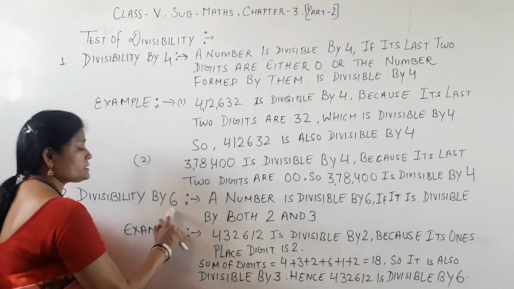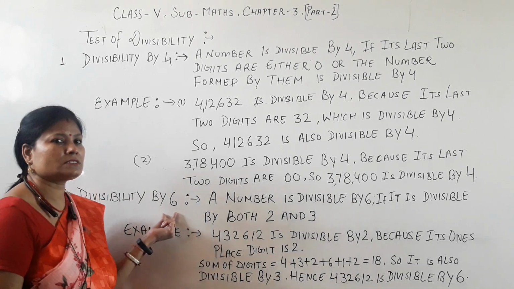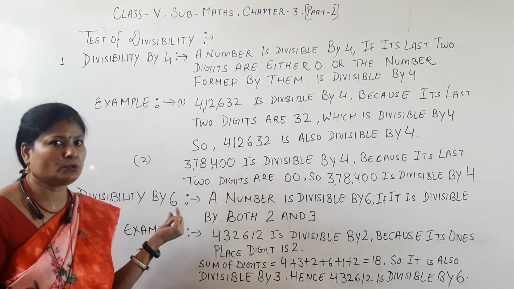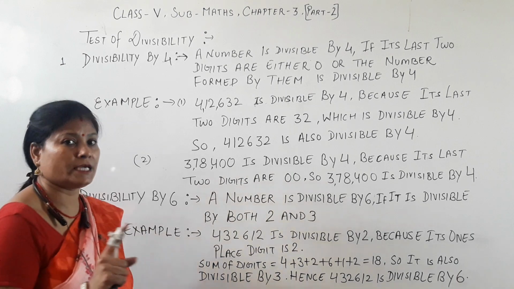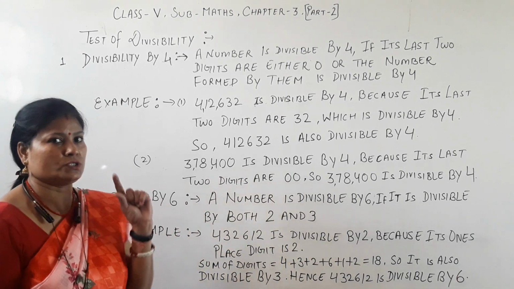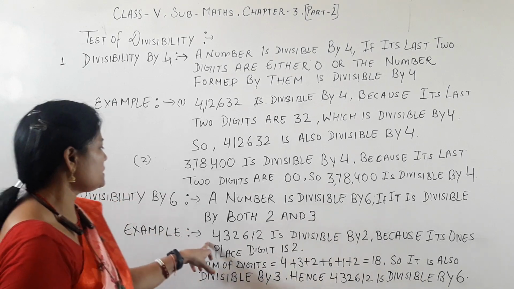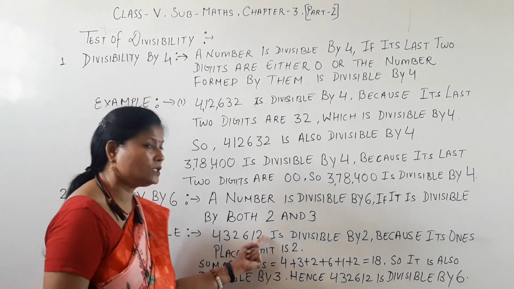See children, 6 is made with 2 and 3. We can say that the factors of 6 are 2 into 3. So keep in mind that if any number is divisible by 6, it should be divisible by 2 and also by 3. How? Check. This number is given to us: 4, 3, 2, 6, 1, 2.